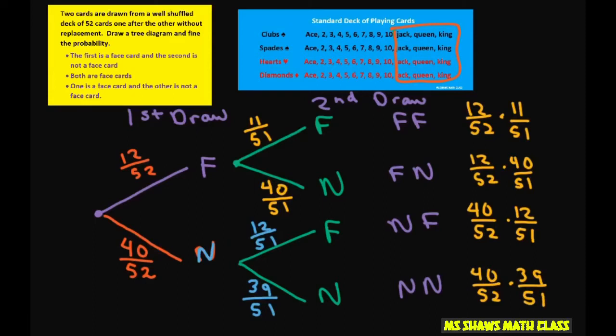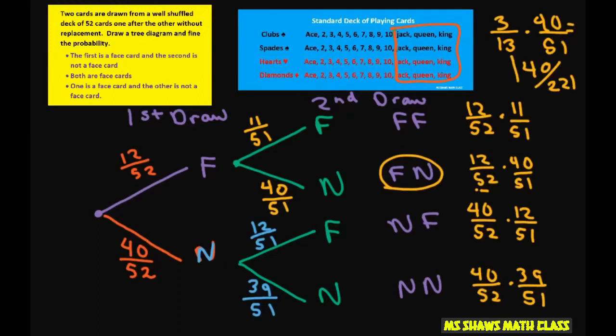So let's answer the questions. The first one, it says the first card is face and the second is not. So it's this one. So you multiply these two, and I can reduce this. So that would be 3 out of 13 times 40 out of 51. Just use a calculator if you want. And that's going to equal 40 out of 221. So that's your first answer.